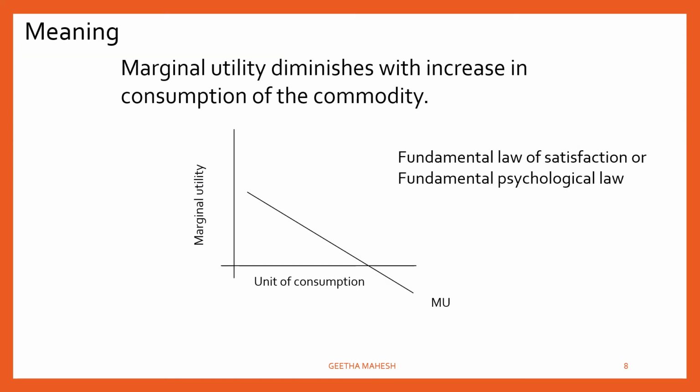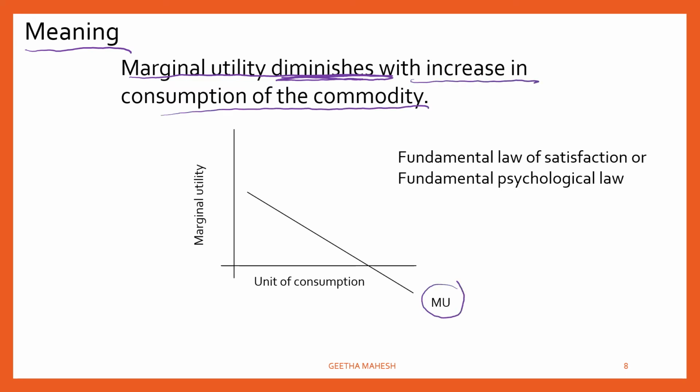Let us understand the meaning of the Law of Diminishing Marginal Utility. It states that as more and more units of a commodity are consumed, the marginal utility derived from every additional unit must decline. That means when you consume more and more units of a commodity, the utility derived from successive units is going to decrease. So here you can see marginal utility diminishes with the increase in the consumption of the commodity.